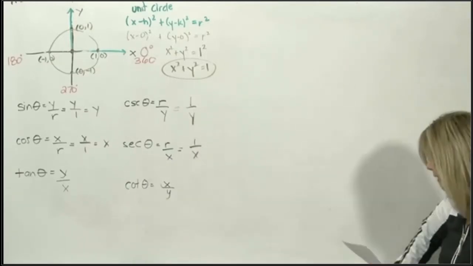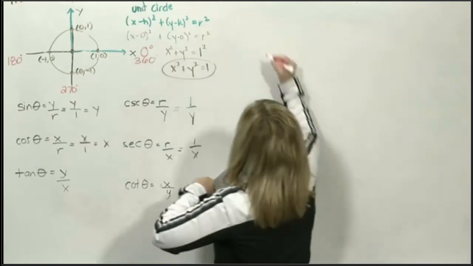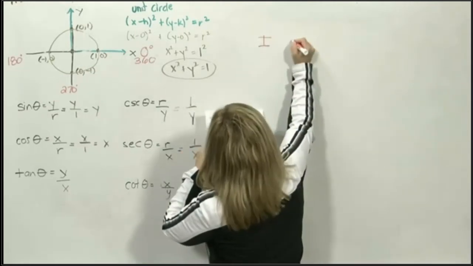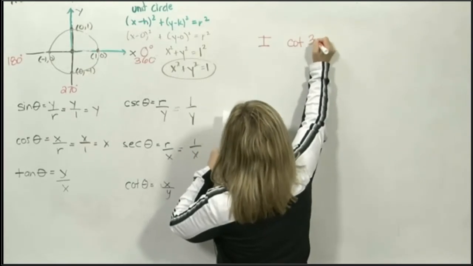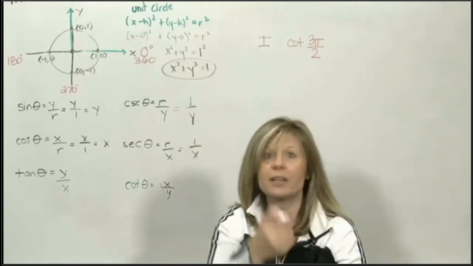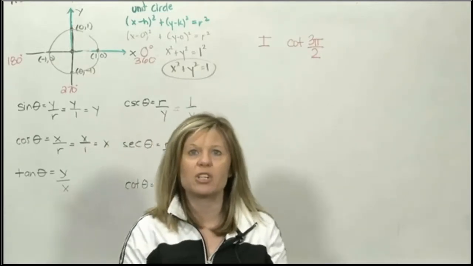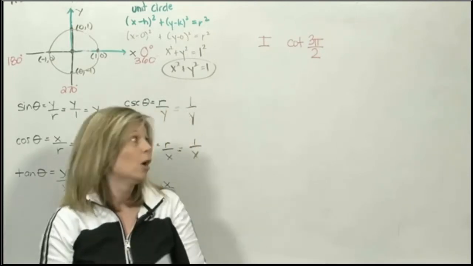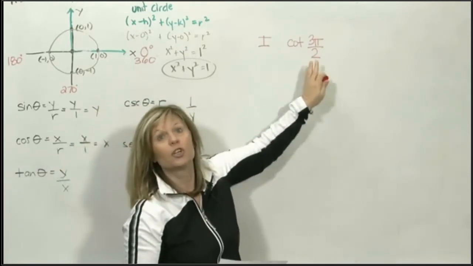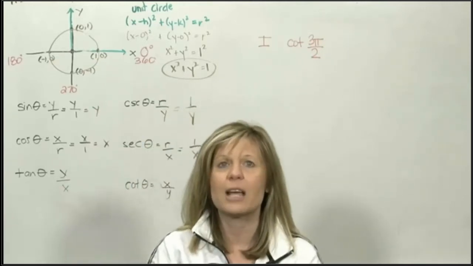Let's go to I, and let's see the major difference with I. I says evaluate the cotangent of 3 pi over 2. Now, let's integrate everything we've learned. We've learned in trigonometry, angles don't have to be just measured in the units degrees. What units is this, people? Good, it's radian measure.